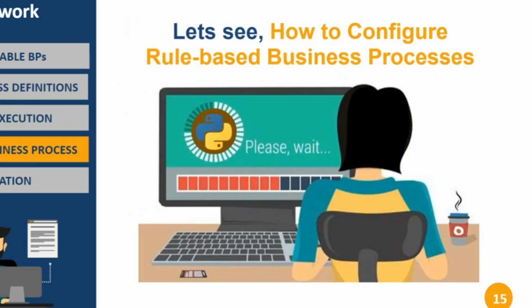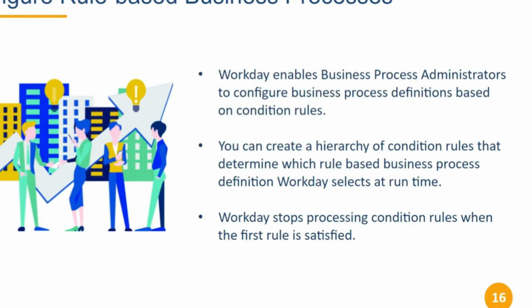Now let's look at how to configure rule-based business process in Workday. Configuring rule-based business processes in Workday provides the ability to select different process definitions based on conditional rules. With rule-based configuration, you create a hierarchy of if-then condition rules that determine which process definition Workday selects at runtime. Evaluation stops when the first rule is satisfied.